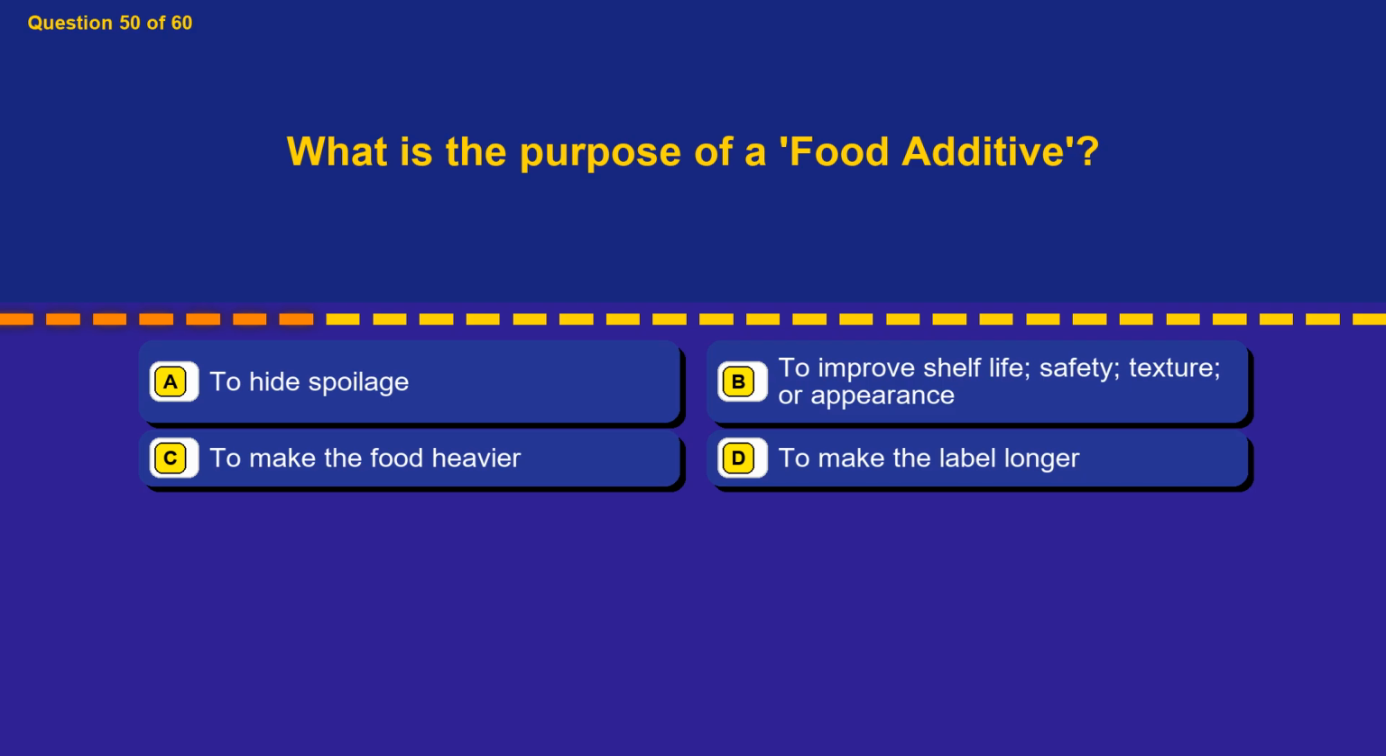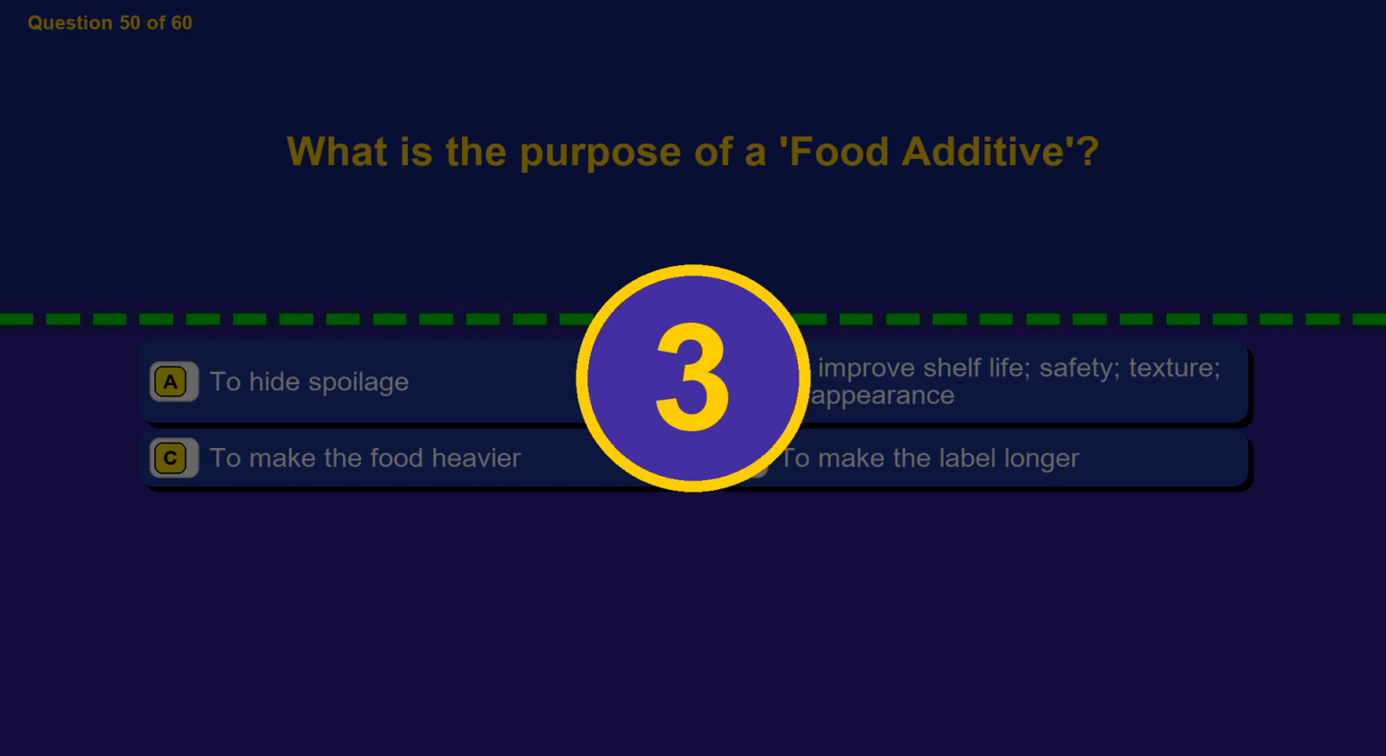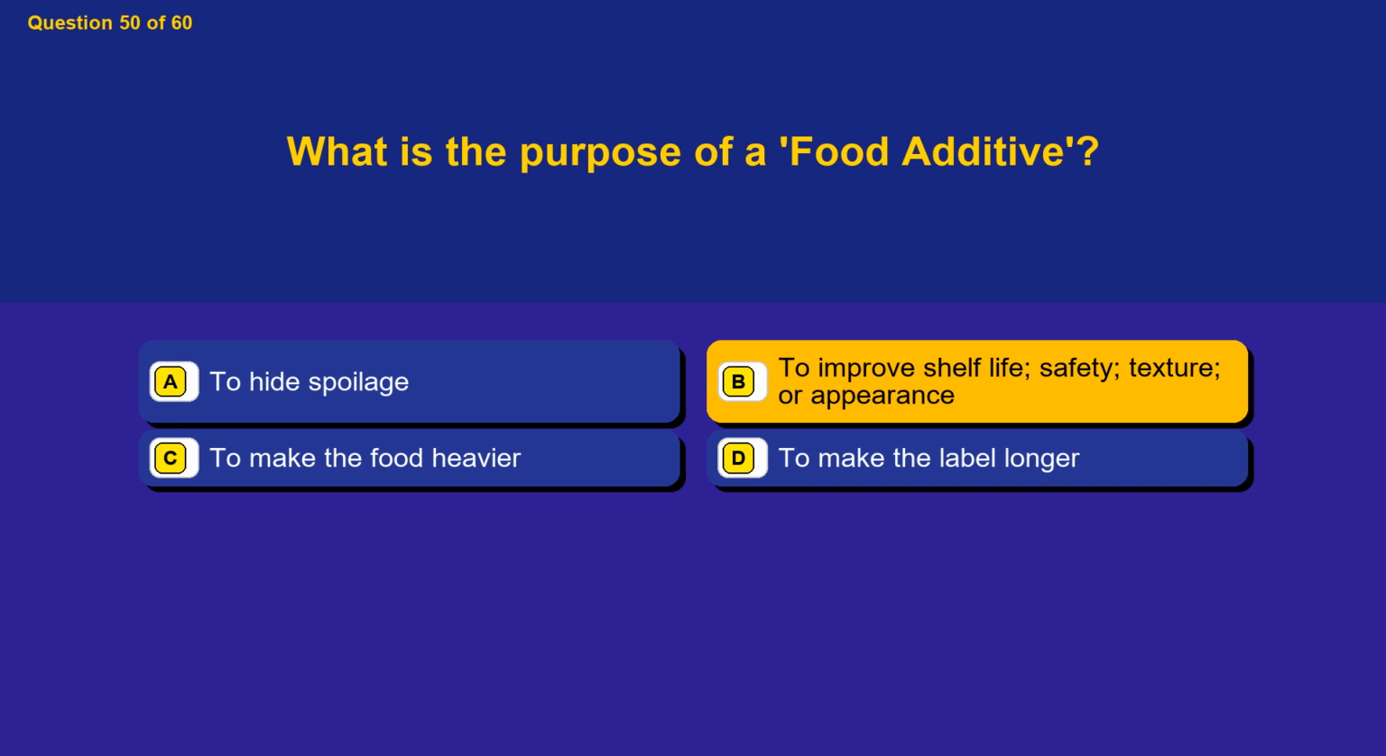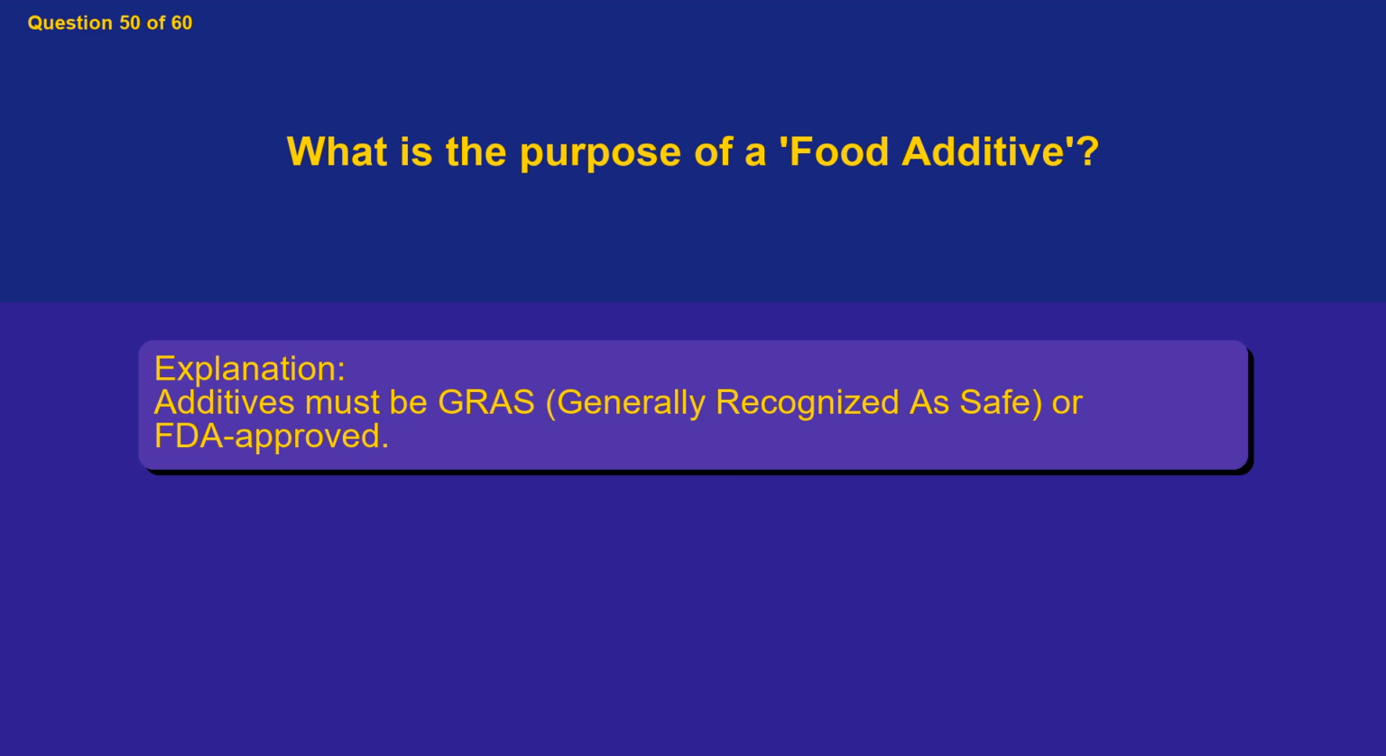Option A. To hide spoilage. Option B. To improve shelf life, safety, texture, or appearance. Option C. To make the food heavier. Option D. To make the label longer. The correct answer is option B, to improve shelf life, safety, texture, or appearance. Additives must be GRAS, generally recognized as safe, or FDA approved.